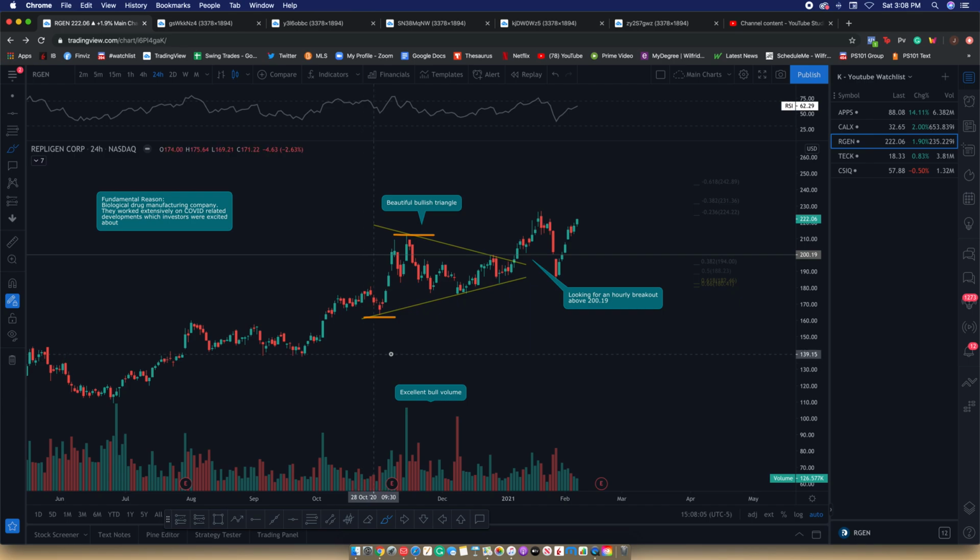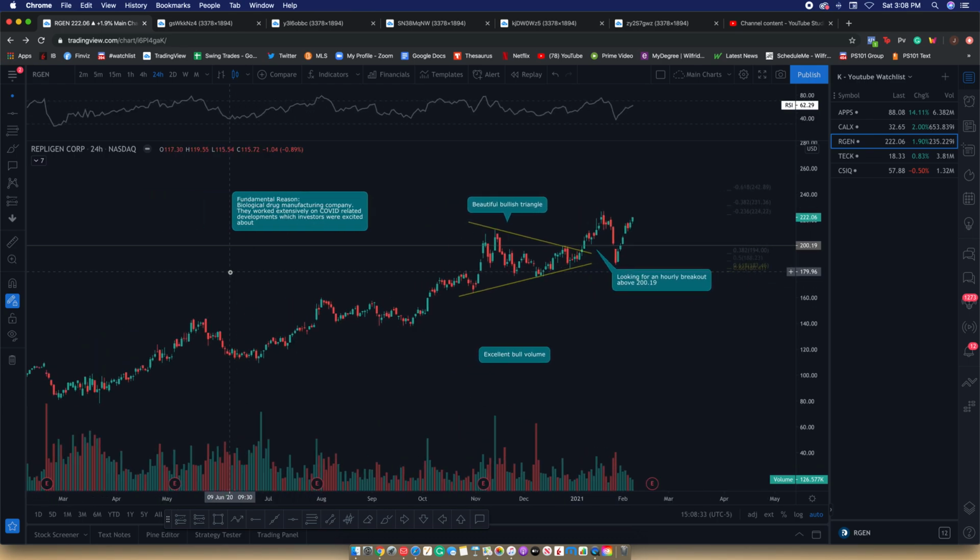Next ticker, RGEN. So this is a biological drug manufacturing company. As you can see, my fundamental reason here, they worked extensively on COVID-19 related developments, which is obviously a huge part of our current environment. When a company is getting FDA approvals or government funding for development projects, investors are going to perceive that as an extremely bullish sentiment.